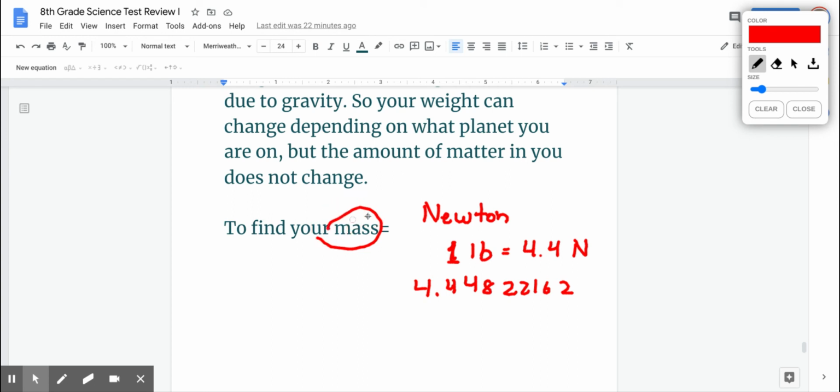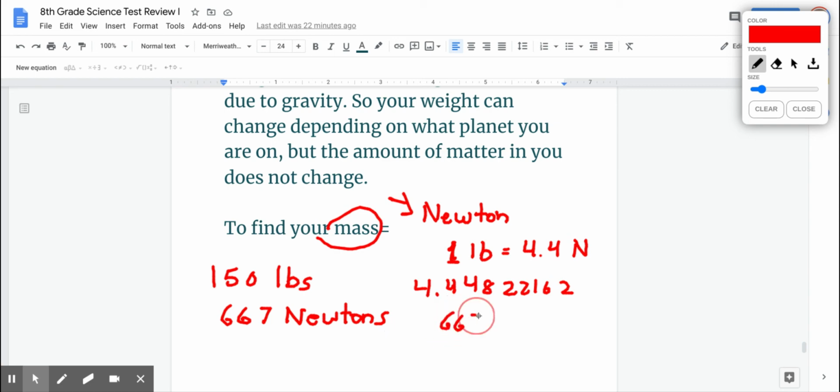So to find your mass, you really need to find how many newtons you are first. For example, if you were 150 pounds, and again, we're going to do this later on in the year, you would be about 667 newtons. And what you will do then to find your mass is take 667 and divide it by the force of gravity on Earth. Your answer would be about 68 kilograms. That's your mass.